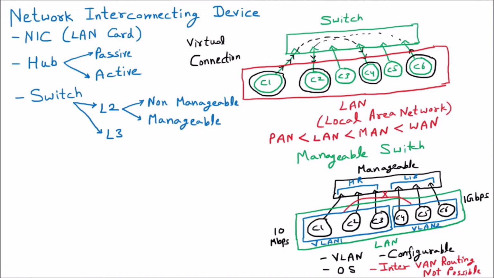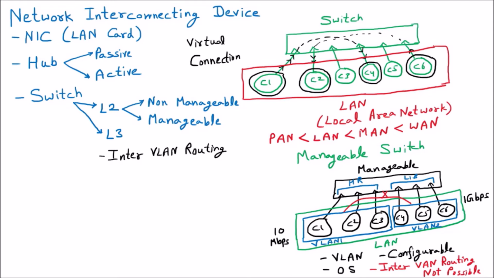So in the L3 switch, we have learned that the advantage is that inter VLAN routing is possible. In the L3 switch, we can do inter-VLAN routing. Inter-VLAN routing means if we have created two VLANs, they can communicate with each other.